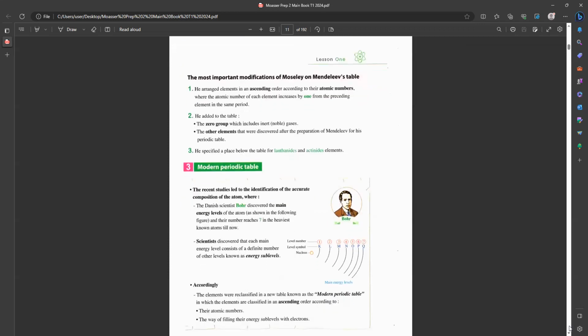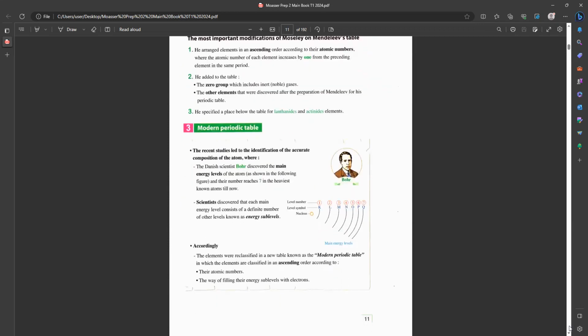The last attempt is the modern periodic table. In the modern periodic table, many scientists shared in designing the table, but one of them is called Bohr. Bohr was a Danish scientist.